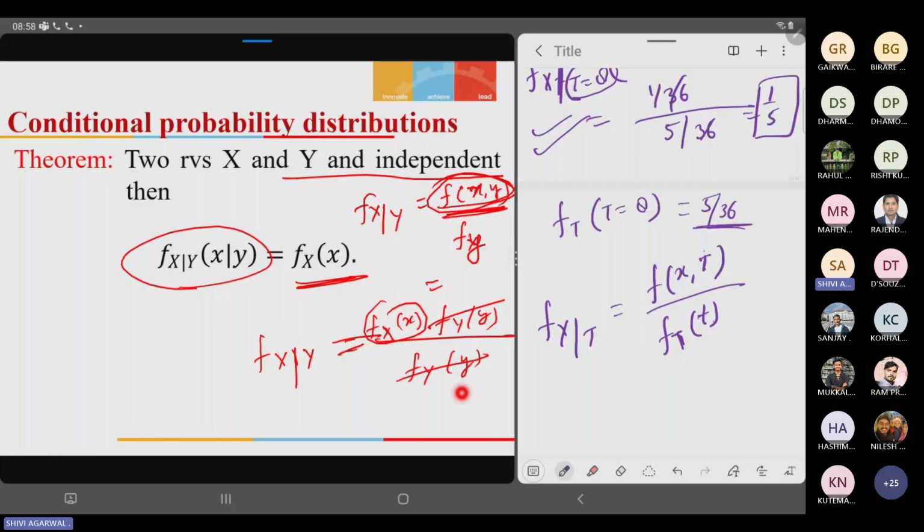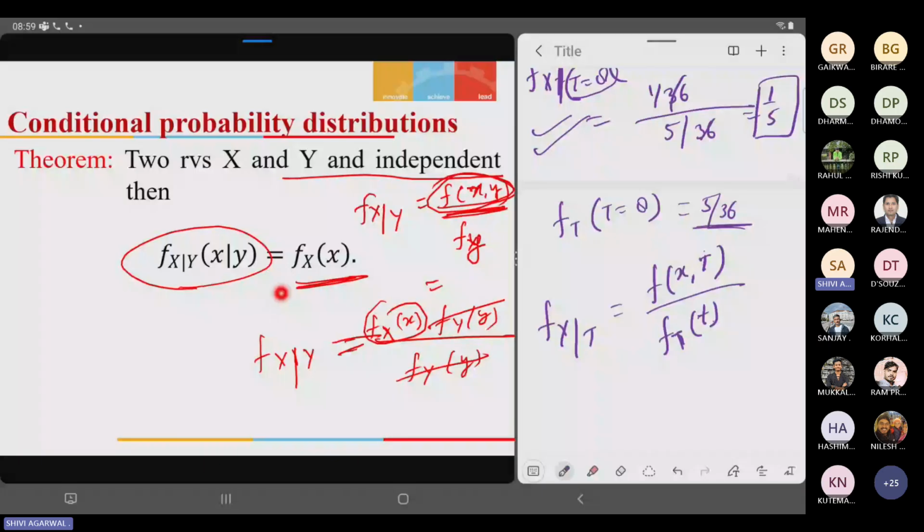Do I have to repeat, Mr. Nilesh? So if they are independent, then there is no meaning of the conditional probability; it comes out the same as the simple marginal probability. If they are dependent, then we can't say anything.